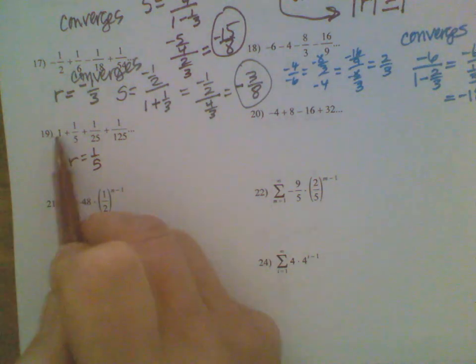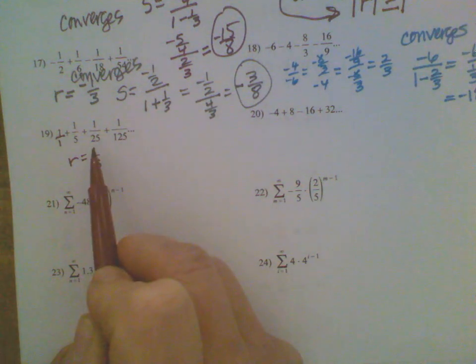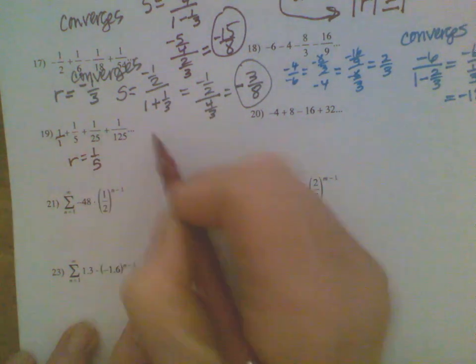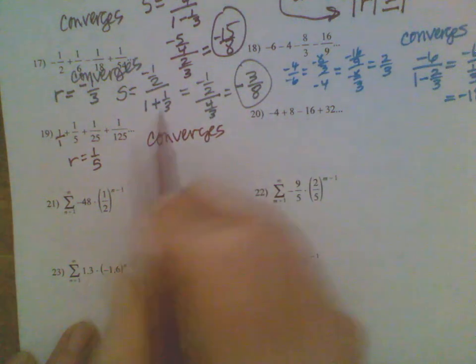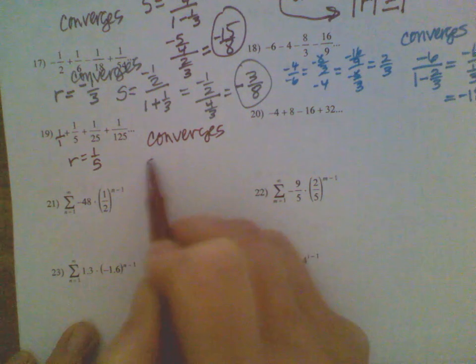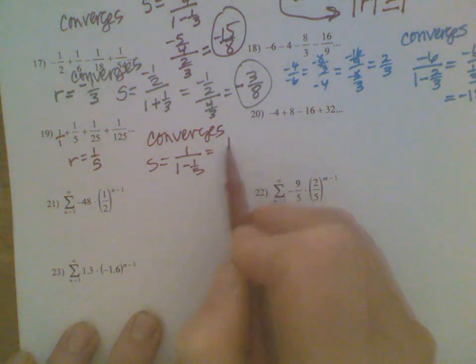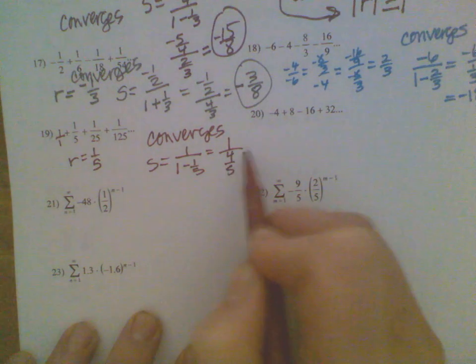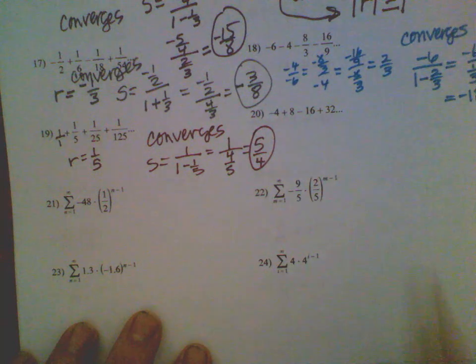Remember, this is over 1, and the denominator is changing by multiplying by 5. The numerator is staying the same. R is the right size. This converges. It converges to the sum. The sum is 1 over 1 minus 1/5. That's 1 over 4/5, which is 5/4. So it converges to the sum of 5/4.